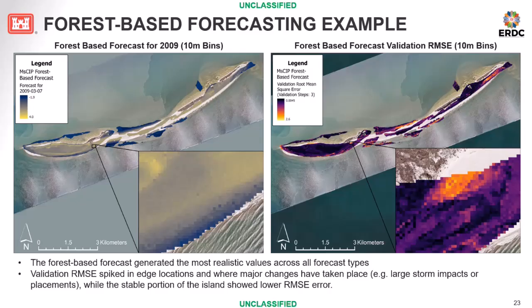The RMSE spiked in the edge locations where more major changes have taken place historically. So where larger storm impacts or placements have occurred, that's going to have a much larger RMSE, because again, it's deviating from that kind of normal trajectory, versus the center of the island where the elevations are a lot more stable, which showed a much lower RMSE error. So you're able to see that RMSE map on the right side using 3 validation steps.